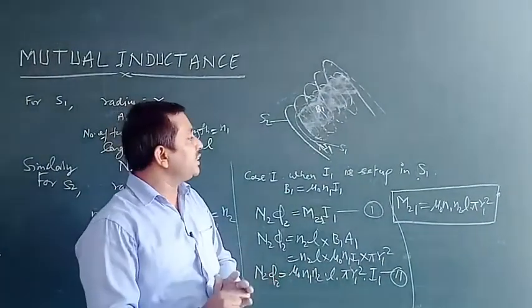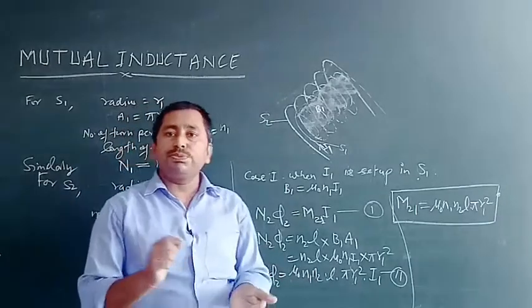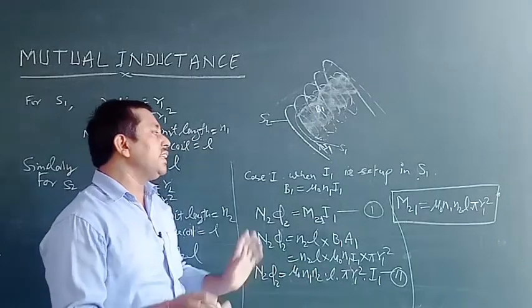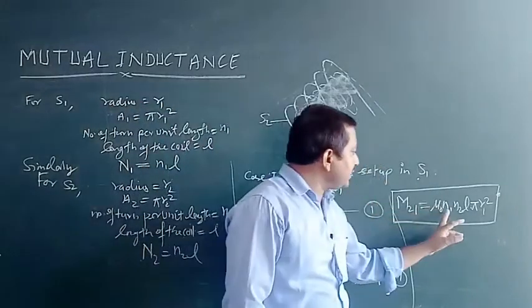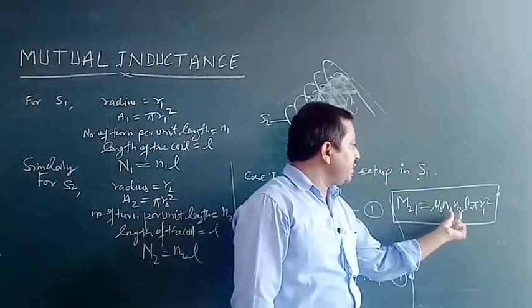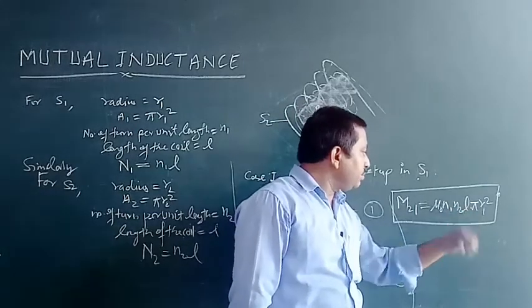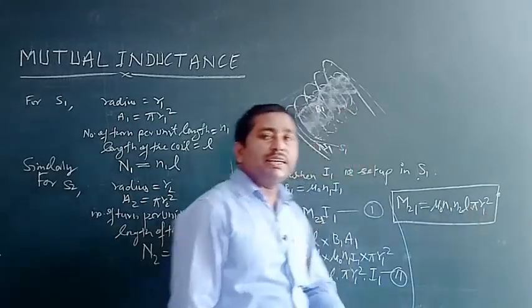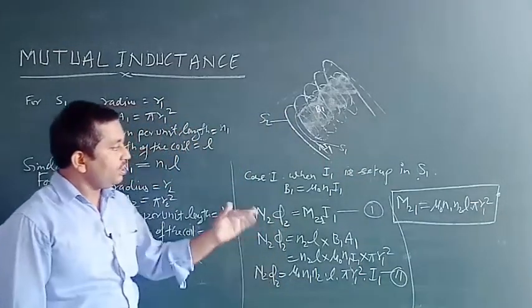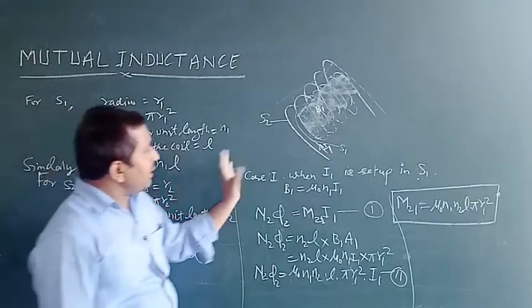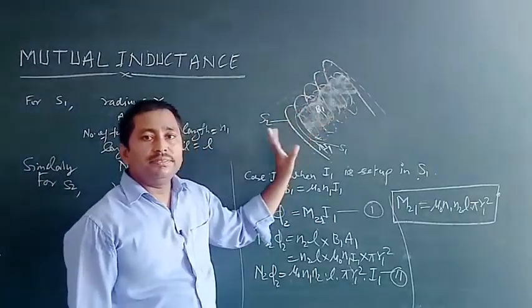So we can say that the mutual inductance is free from the current flowing through the coil, and it only depends on the geometrical conditions of both coils. It means the number of turns per unit length of both coils, the length of the coil, and the cross-sectional area of the inner coil. Okay, so this is a particular formula for the mutual inductance of the second coil.